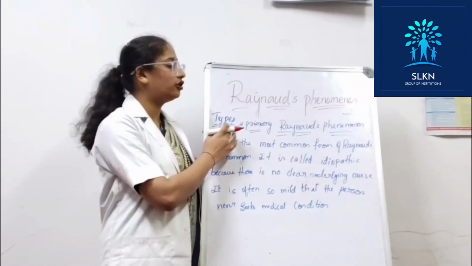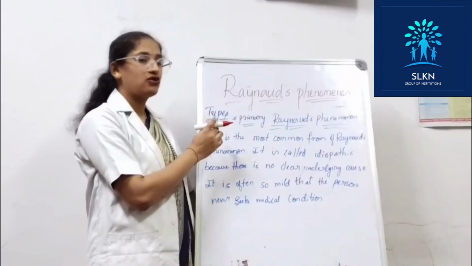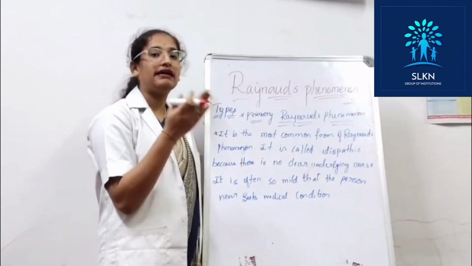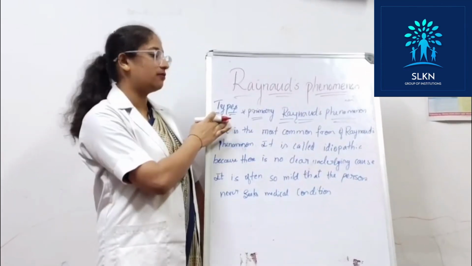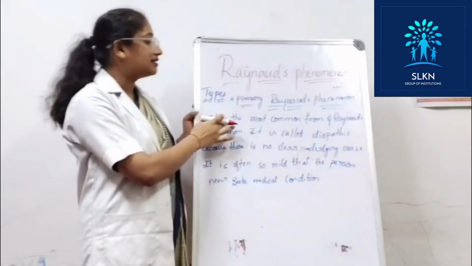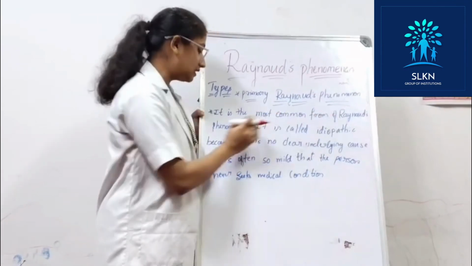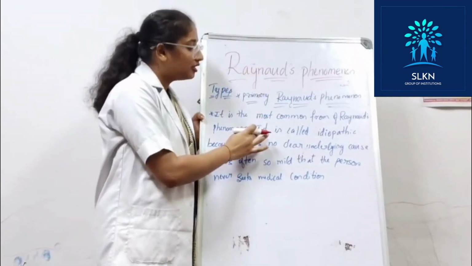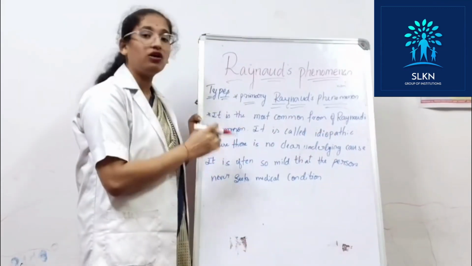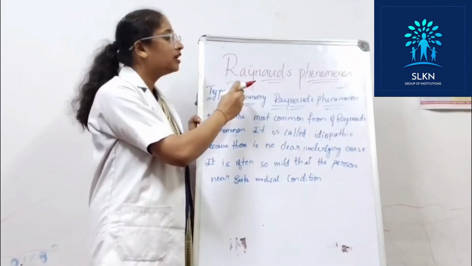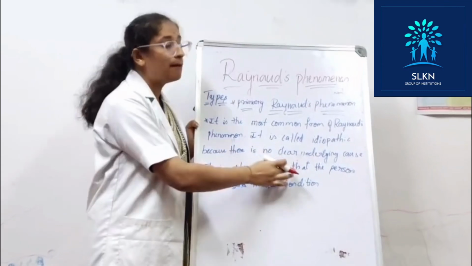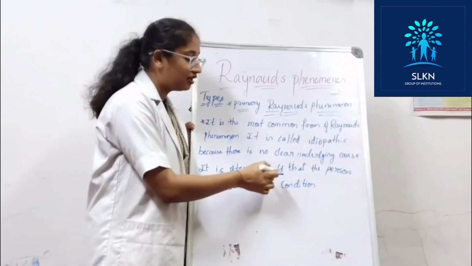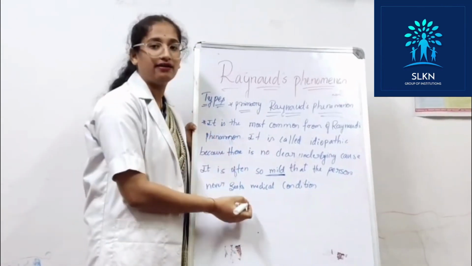Now we will discuss the types of Raynaud's phenomenon. The first type is primary Raynaud's phenomenon and the second is secondary Raynaud's phenomenon. First, primary Raynaud's phenomenon. It is the most common type of Raynaud's phenomenon, and it is called idiopathic, so there is no specific cause. It is mild, not that severe, and there is no need to take treatment.